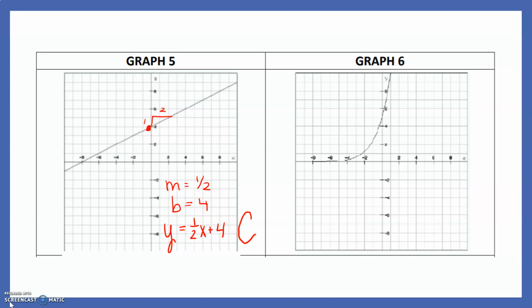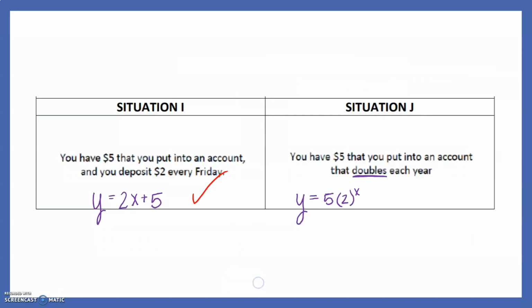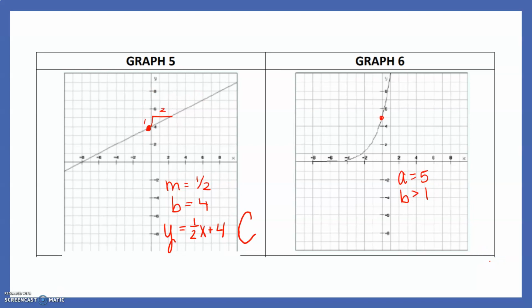We're still on the matching activity and we're going to start back with graph number 6. You see for graph number 6, we start right here at the value of 5. So my start value or my A value is 5, and I'm looking for a B value that's greater than 1 again because I have an exponential growth. So if we go back and look at our situations, situation J matches that criteria. My A value is 5 and my B value is greater than 1. So for graph number 6, we will use situation J.